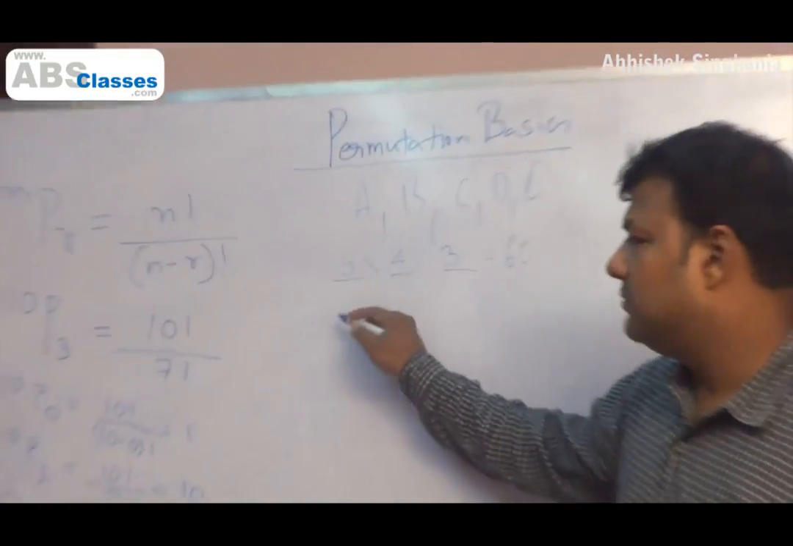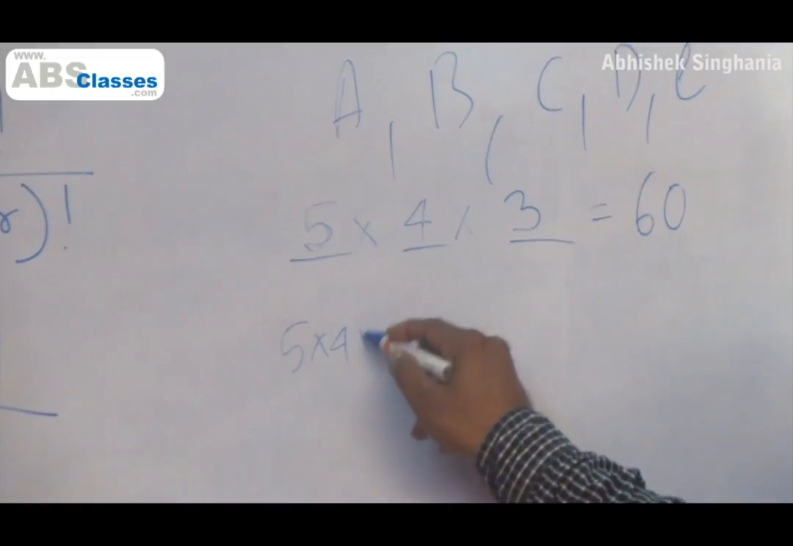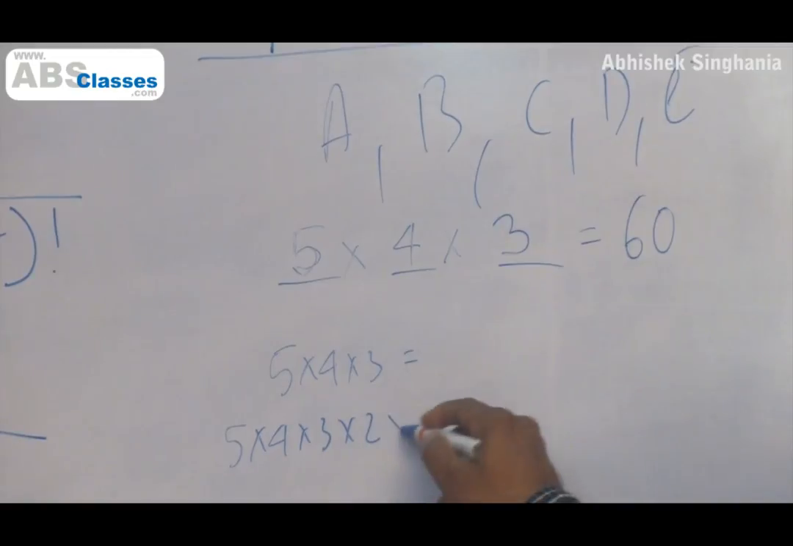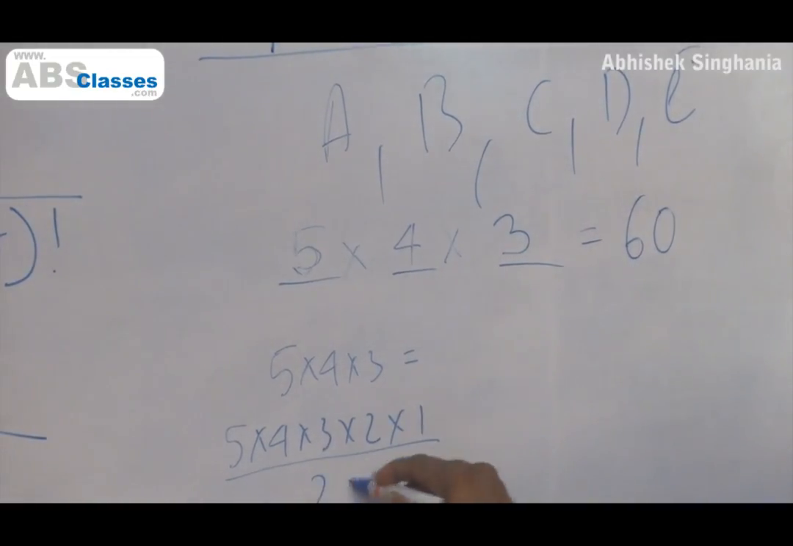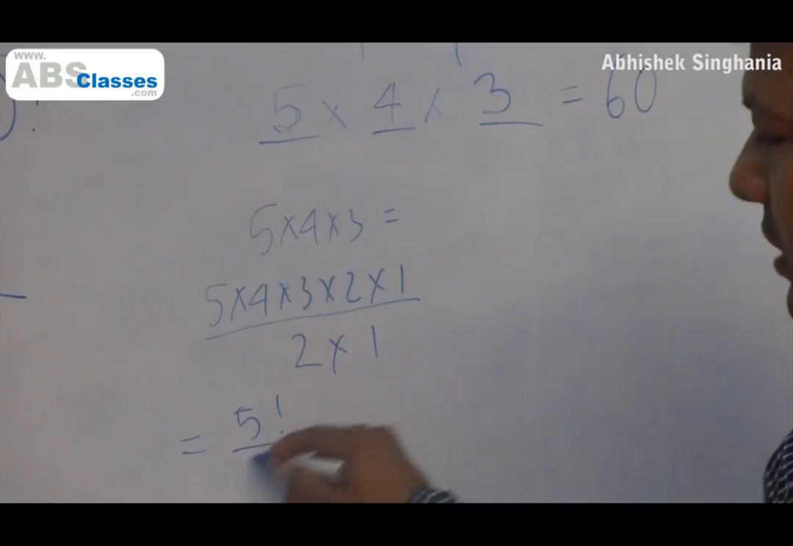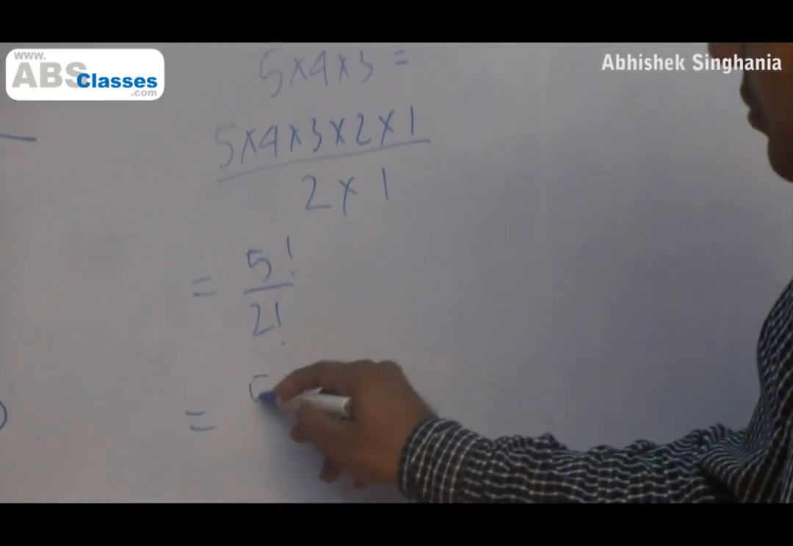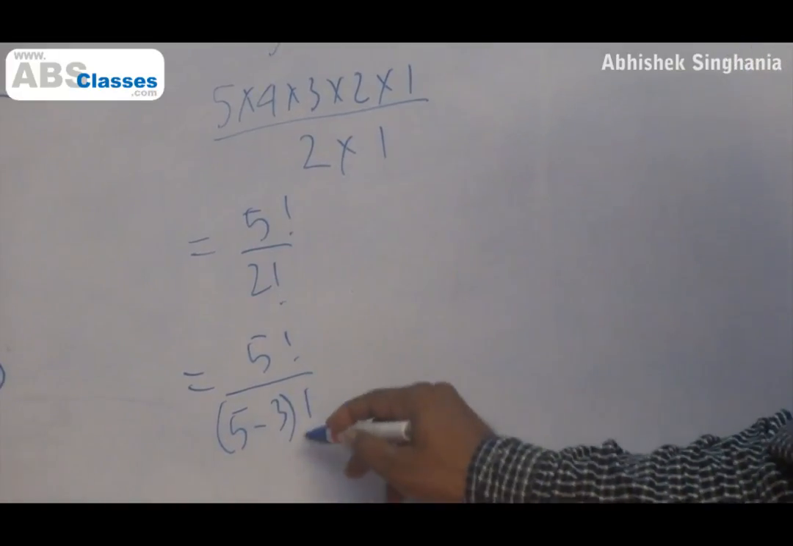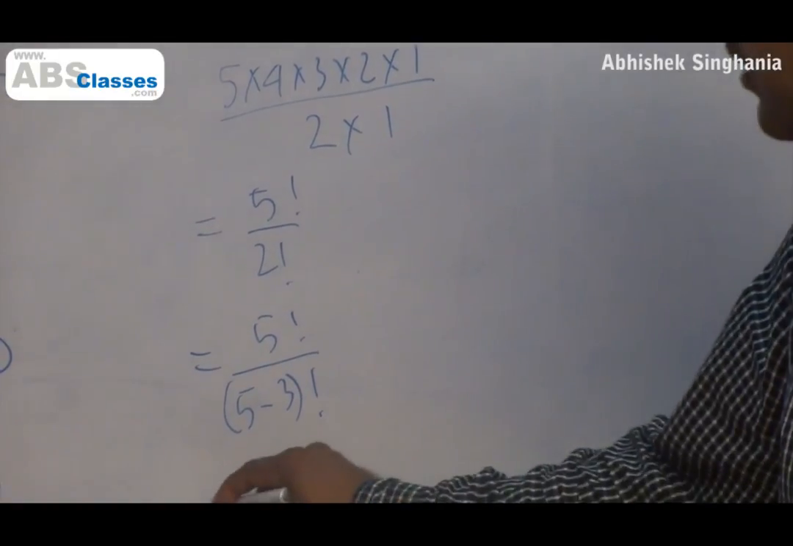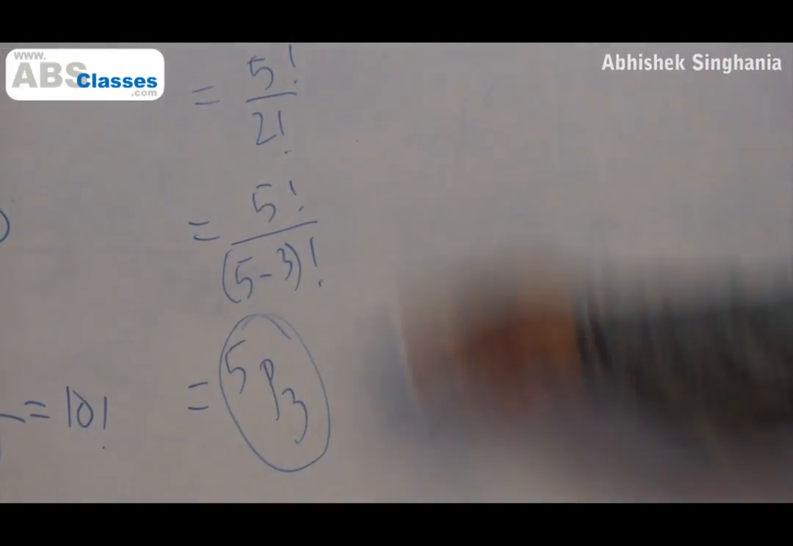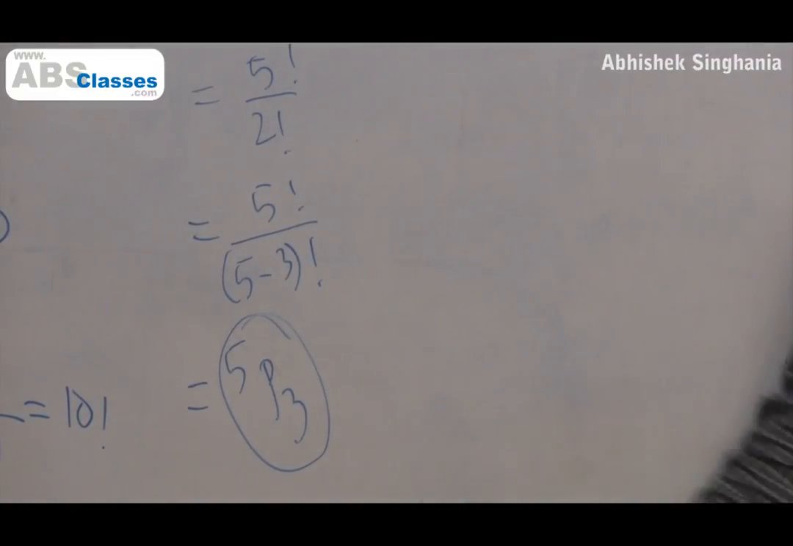Now let's play around with these numbers. So my answer was 5 into 4 into 3, which is equal to 5 into 4 into 3 into 2 into 1, right? By 2 into 1. Okay, I multiply it with 2 into 1 and divide also 2 into 1. So it's one and the same thing. Which is equal to 5 factorial by 2 factorial, which is equal to 5 factorial by (5 minus 3) factorial. Now if you see, this is equal to 5P3, 5 persons, 3 chairs, and that is our answer, right?